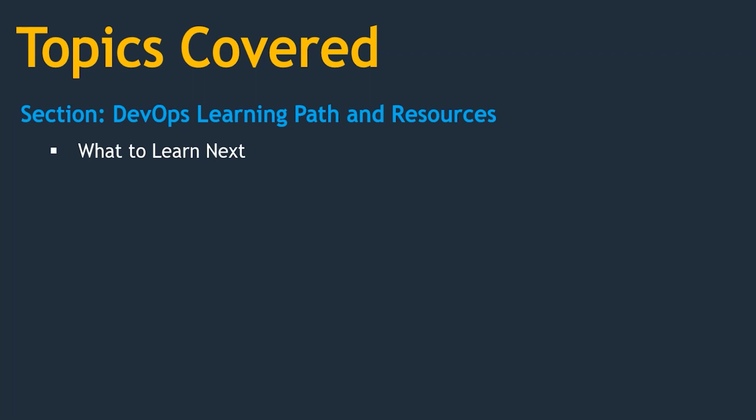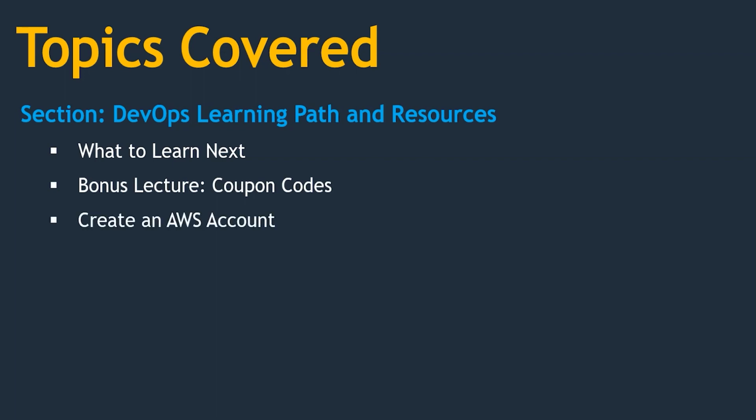In this section we are going to see the DevOps learning path and some additional resources: what courses you can learn next as part of your DevOps journey, a bonus lecture about coupon codes for our other courses, and creating an AWS account, which you may not know while doing this course.